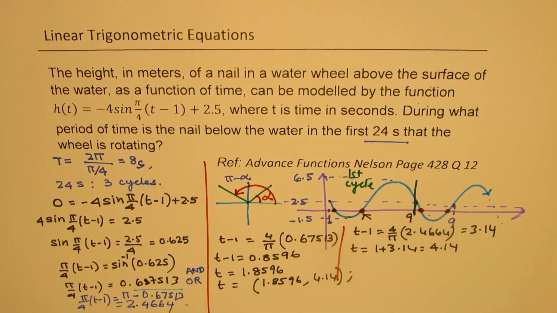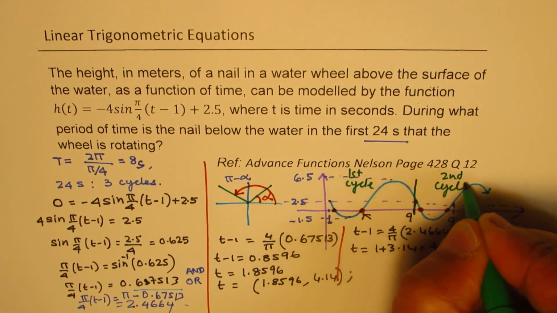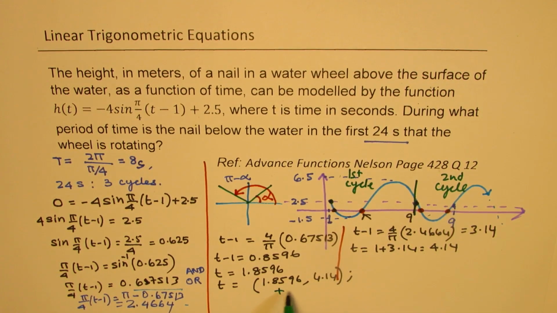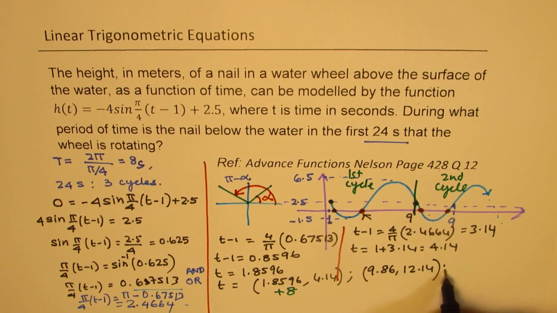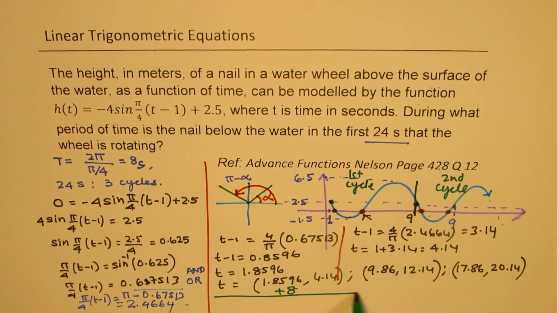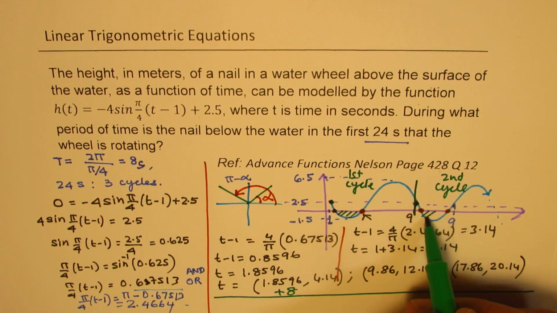Now in the second cycle, right? So first cycle is from here to there, correct? In the second cycle, we know the time period is 8. So we'll add 8 to both the values. And similarly, we'll add 8 to the third set of values to get 3 cycles, right? So within 24 seconds. Is that clear to you, right? So when I add 8 to this, I get the other interval as 9.86 to 8 plus 4, which is 12.14. And the third one will be adding 8 to 9.86, which is 17.86, to adding 8 to 12.14, which is 20.14. Does it make sense to you? Definitely, this is less than 24 seconds. So these are the 3 intervals when the nail will be below the water, right?